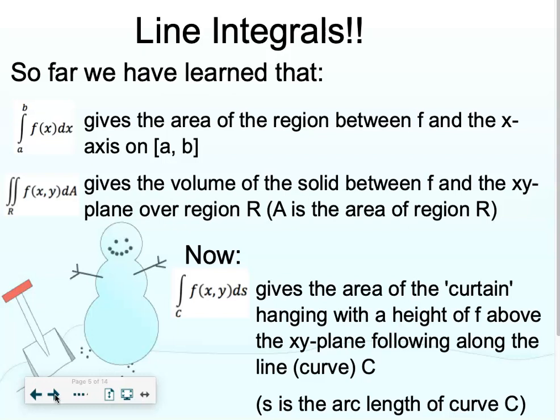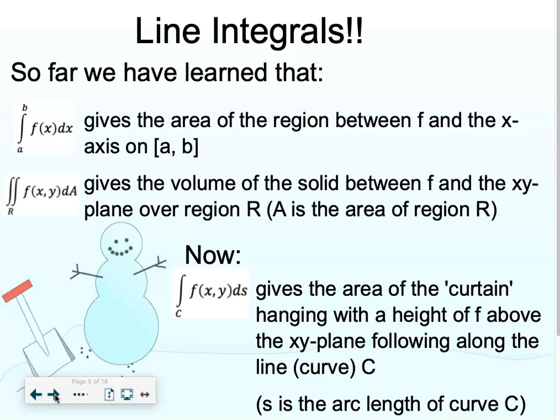In the past, like last year, you knew that the integral from a to b of some function gives the area between the function and the x-axis, in two space. Then we learned in the last chapter that when we do the double integral of some function of x and y, which would be your z, where this produces the area of some region, we end up with the volume.